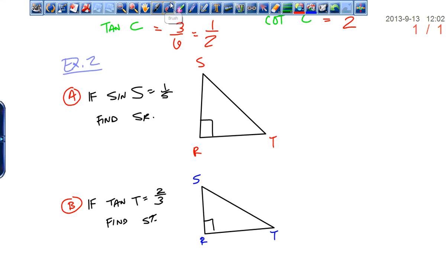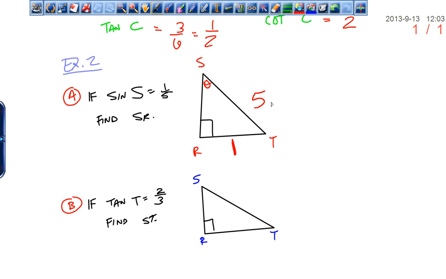Alright, A says if sine of S equals 1/5, find SR. So we're talking about sine of S, like if I had theta right there, that's 1/5. So sine is what again for my sides? Opposite over hypotenuse. So in this case, which side? RT? So that is 1 over 5. Cool.